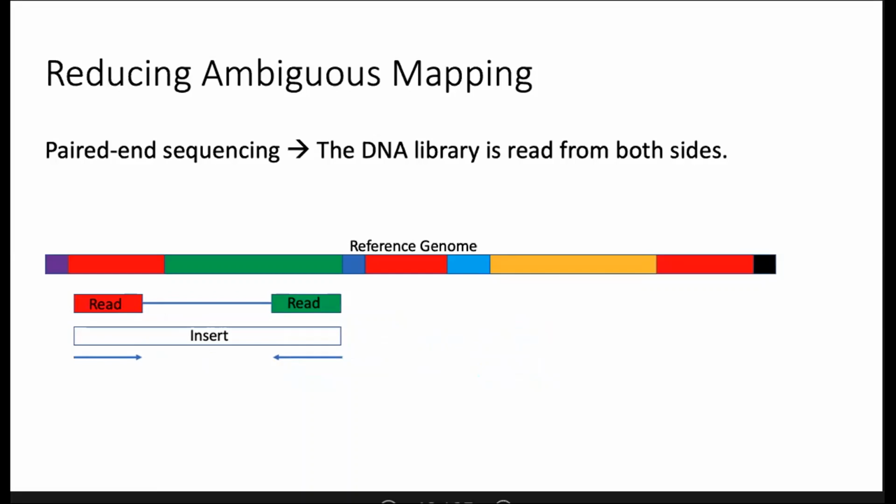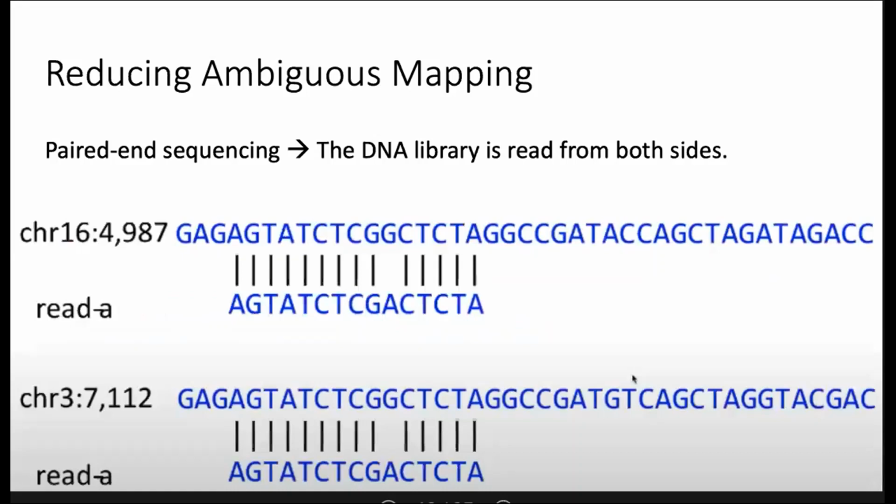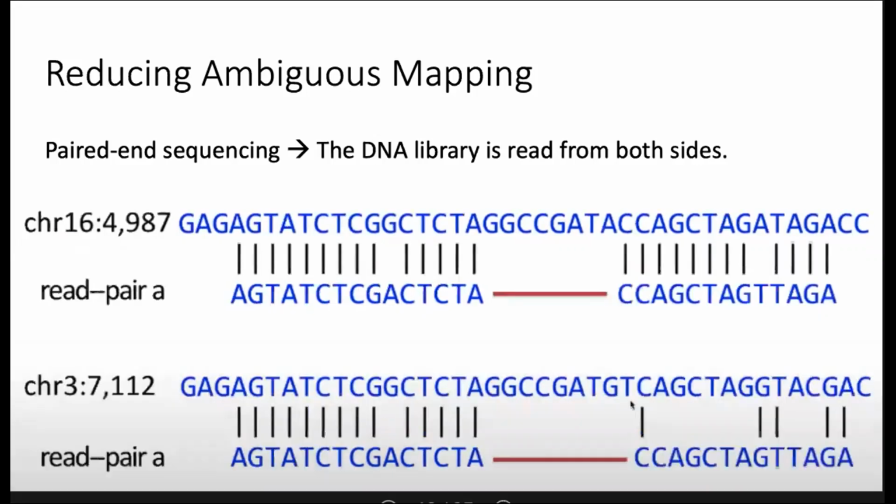For a real life example, we can see here that we have reads that align both to chromosome 16 and to chromosome 3. If we only did single-end sequencing, we would not know which one of these is correct. If we did paired-end sequencing, however, we can now see that the insert aligns much more closely to chromosome 16 as opposed to chromosome 3. So that removes the ambiguity of the alignment.